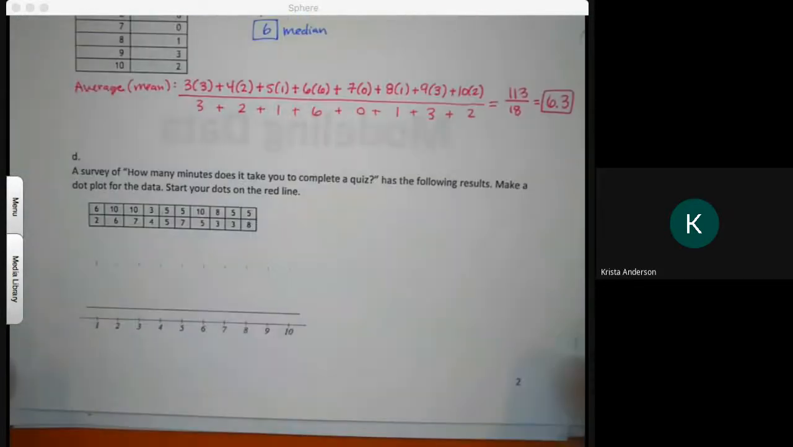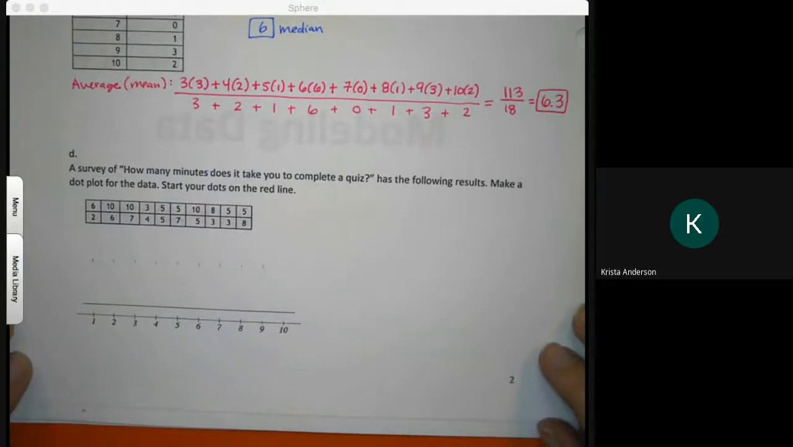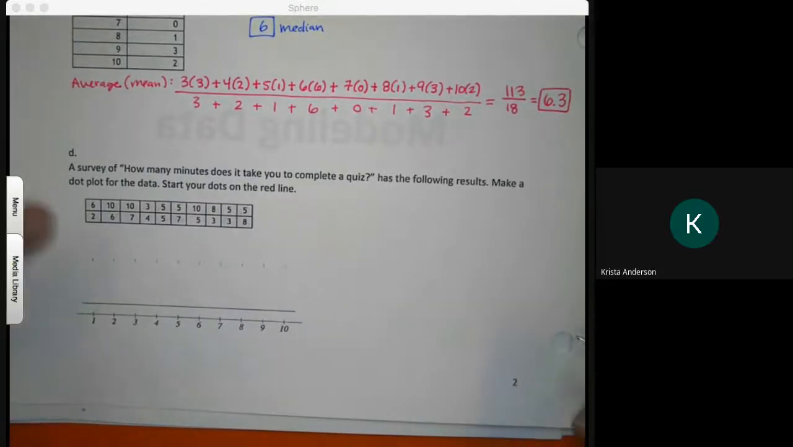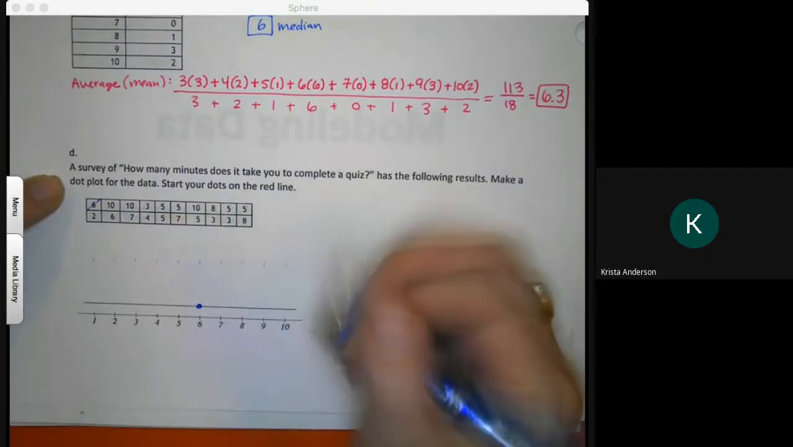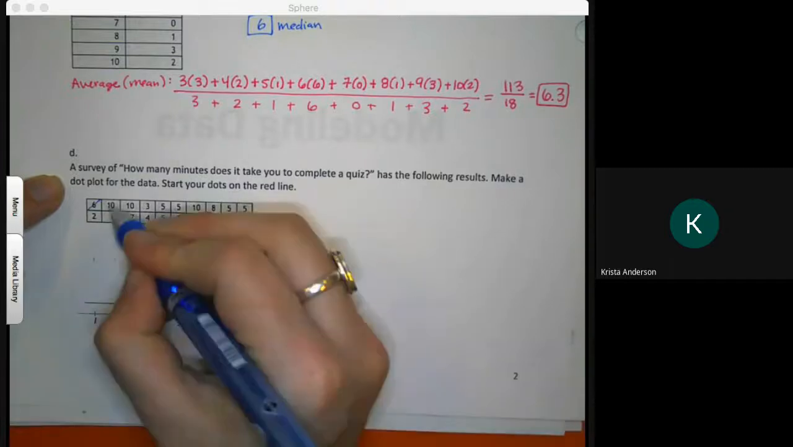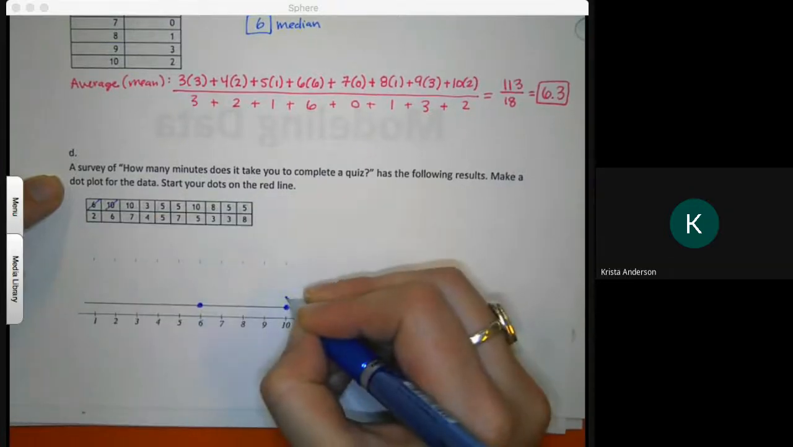Question D. Create a dot plot for the given numbers. There's a 6, so I would place a dot. Cross off. 10. Cross off. There's another 10, so I put a dot above it.